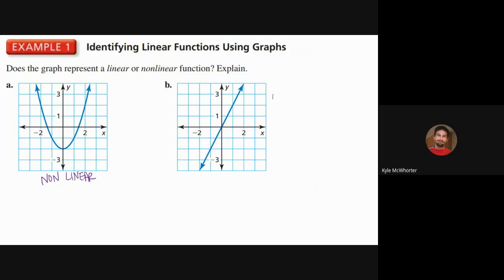Part B, that's a linear function. The graph is a line. Boom, that's all you got to do. With a graph, if it's a straight line, it's linear.